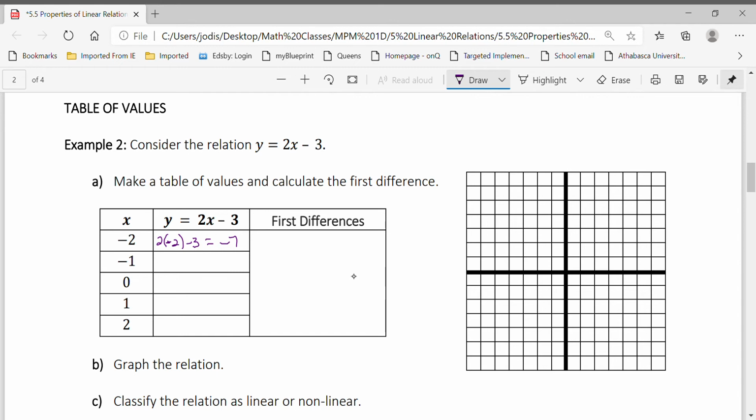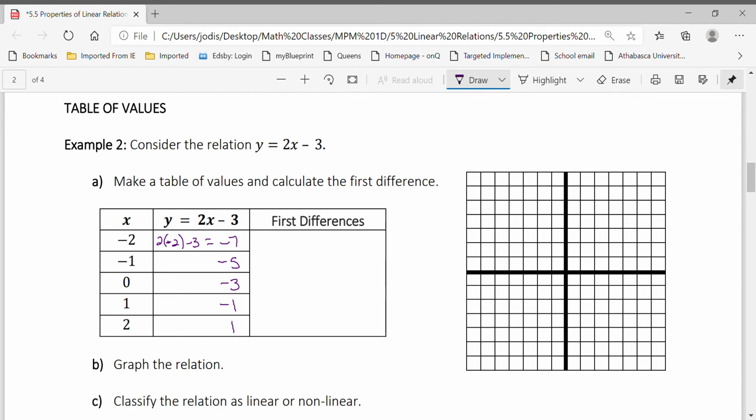We can just do it in our head. So 2 times negative 1 is negative 2, minus 3 is negative 5. This is 0 minus 3, so negative 3. 2 minus 3 is negative 1, and 4 minus 3 is 1.